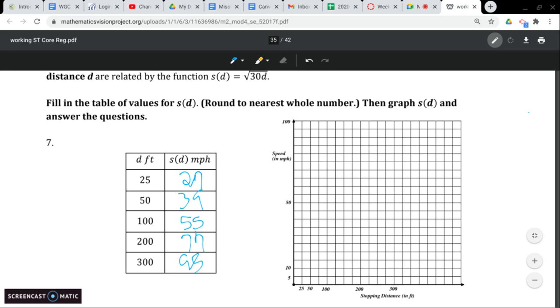So there are our values. All we did was take the square root of 30 times each of our values. So square root of 30 times 25, that's how we found these. So now we want to take and graph these.